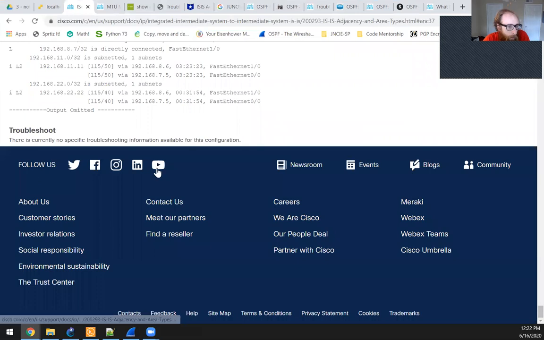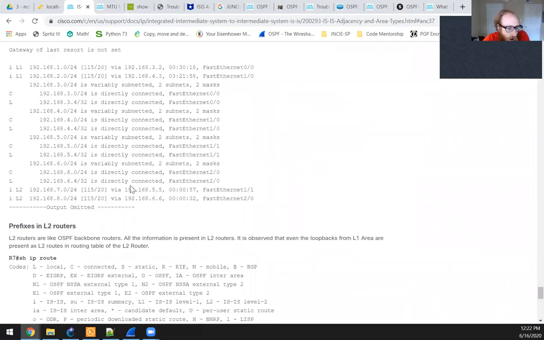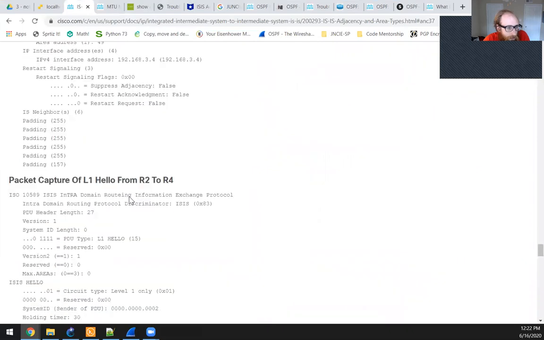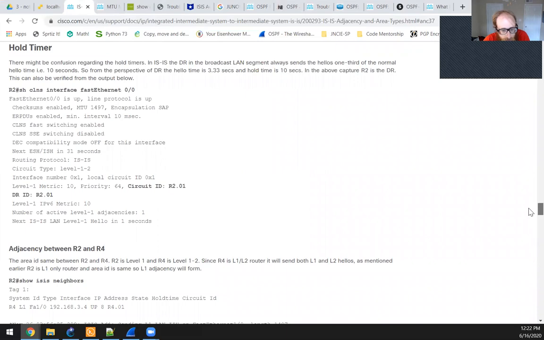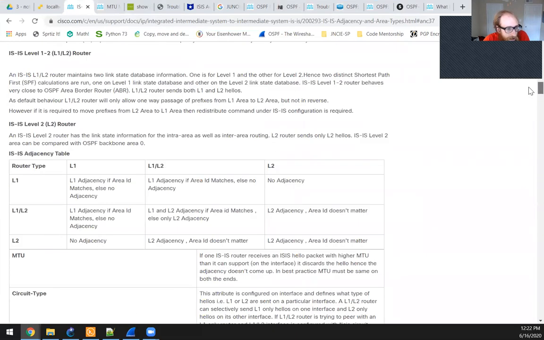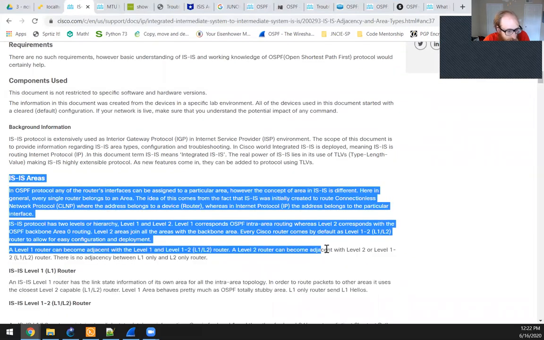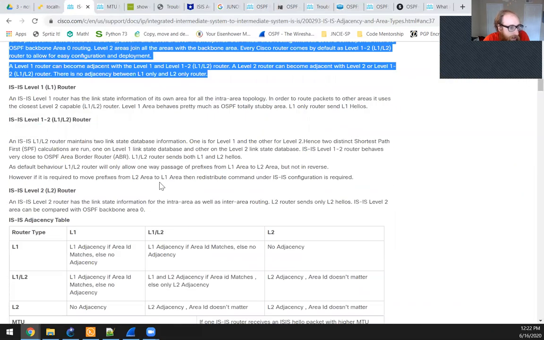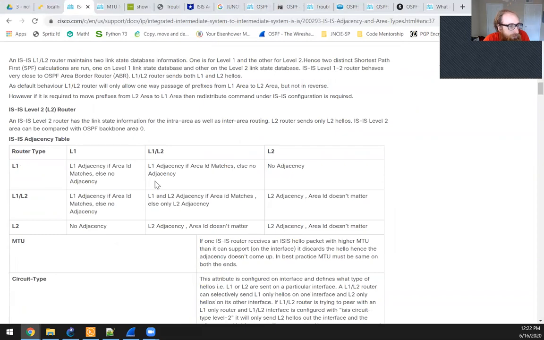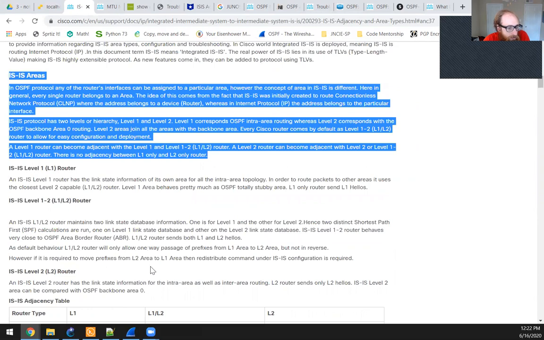Here we go, troubleshoot. There's currently no specific troubleshooting information available for this configuration. So I really don't think this is going to be useful to me. Well, let's read about ISIS areas, and then hopefully if they have something for levels, we can read that too. Yeah, so let's read everything here.